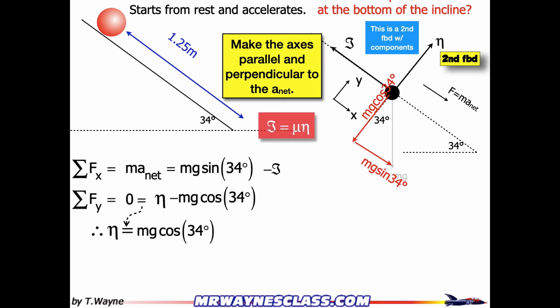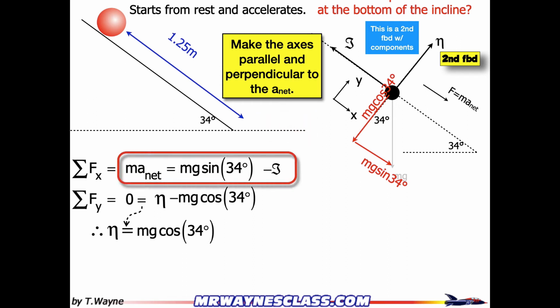Now remember, friction's fun. F is equal to mu times eta. So now comes all these substitutions. I'll start with the long equation up here, and I'm going to replace friction with its equation, mu times eta. So I'll rewrite it. There it is. ma net equals mg sine 34 minus mu times eta. Now when I'm looking at this, I see the eta, and I'm like, oh, I know eta is mg cosine 34. So we're going to do it again.